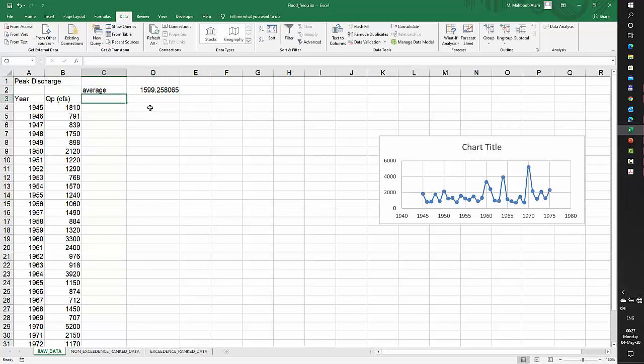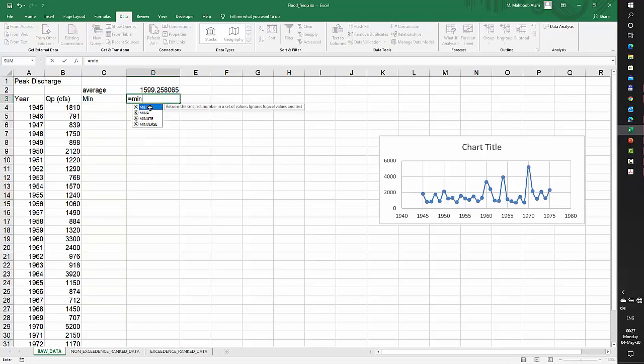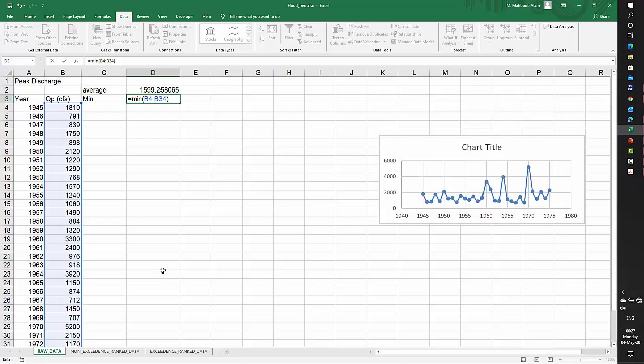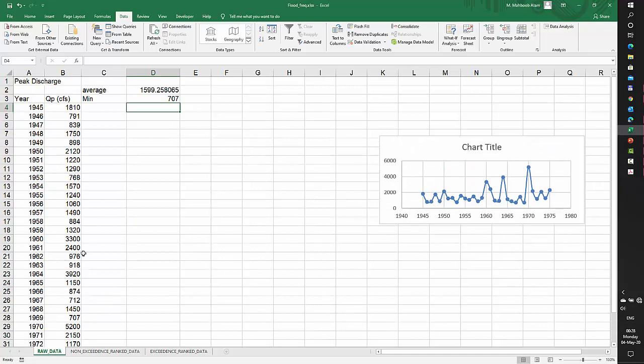It would also be good to look at the minimum value and the maximum value that is occurring here. So minimum of all these numbers. This is a comparatively smaller data set, so even by observing, you can say what is the minimum value. So I can immediately see 707 cubic feet per second is the minimum value that occurred in these 30 years.